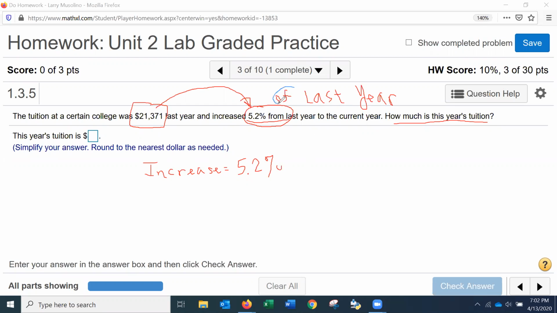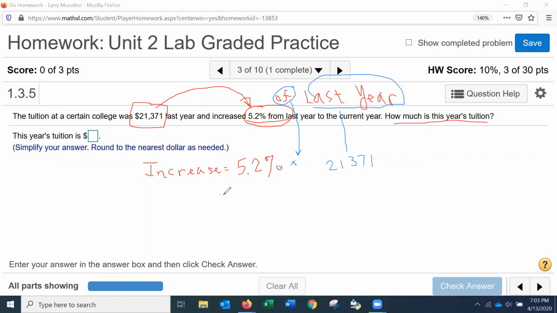Now, the word of in this kind of a context really is going to translate into a multiply symbol. So many times when you see the word of, it will imply multiplication. And last year's tuition, I know because that was given in the problem, that's $21,371. So let me just do this multiplication. This will tell me the increase.